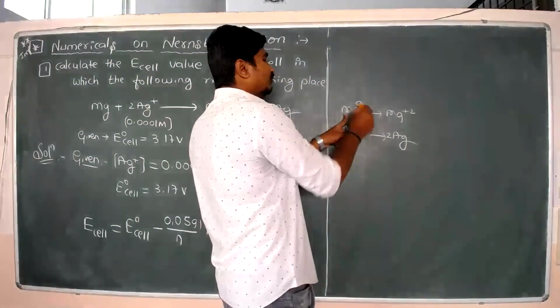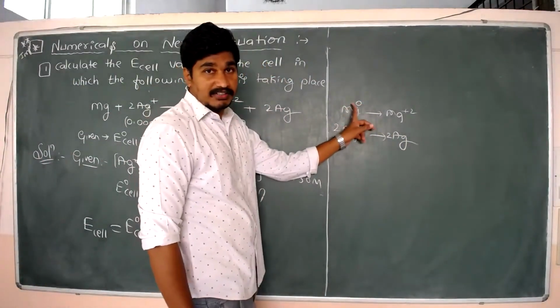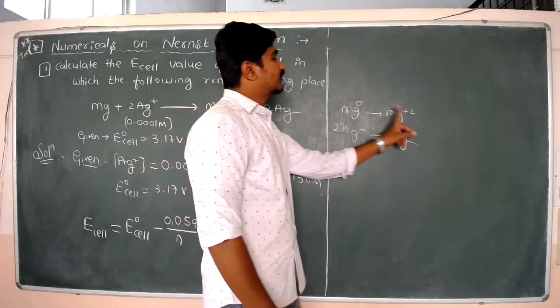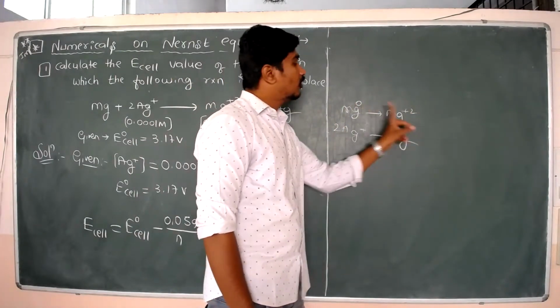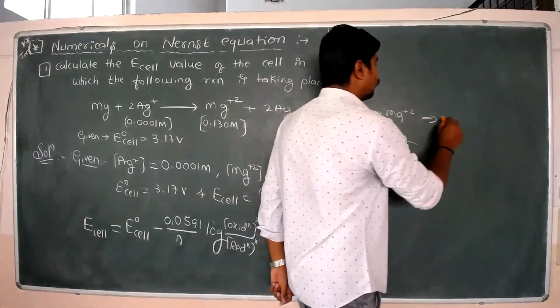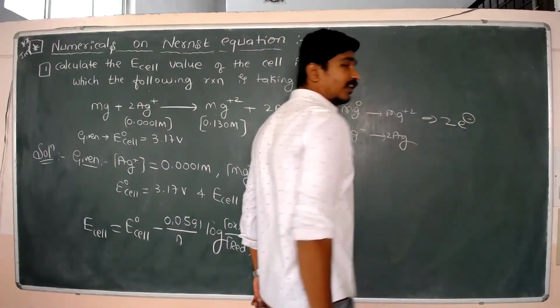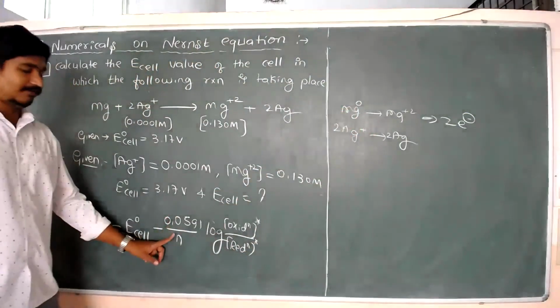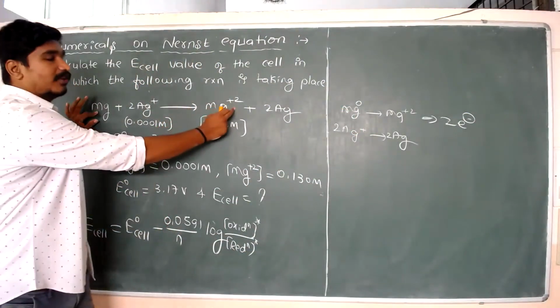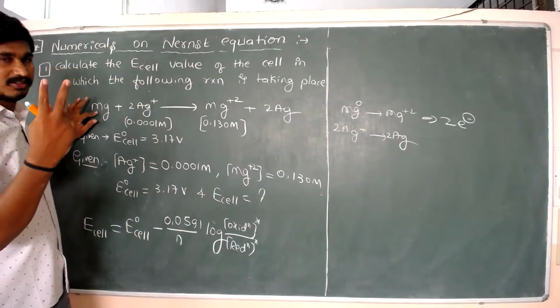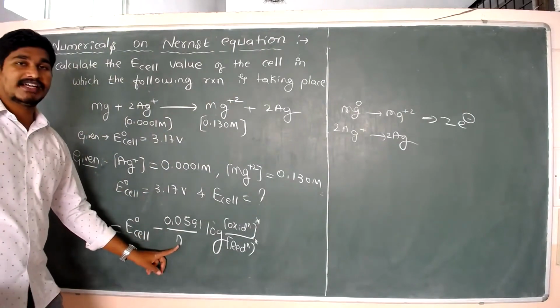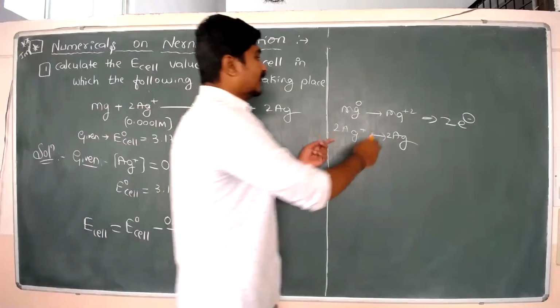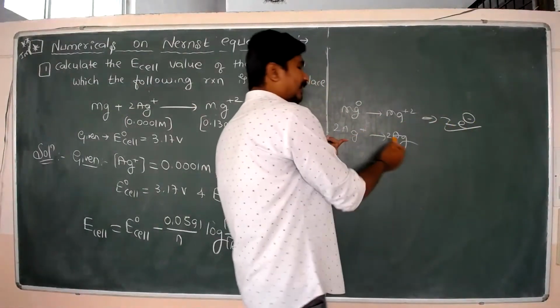Now just check. Here, what is the oxidation number? Nothing means charge is 0. Here how much is it? Plus 2. 0 to plus 2. What is the difference? 2. Therefore, 2 electrons are transferred. Already we got the n value. What is the n value? The n value is 2. Here 0 to plus 2 means 2 electrons are lost. Therefore, the number of electrons involved in the reaction is 2. Either you take this one or you can select the other reaction.